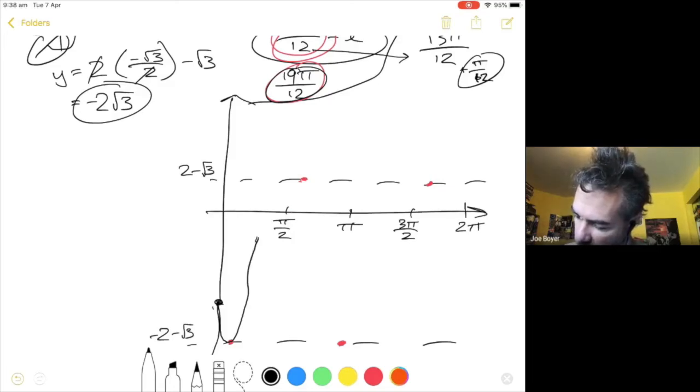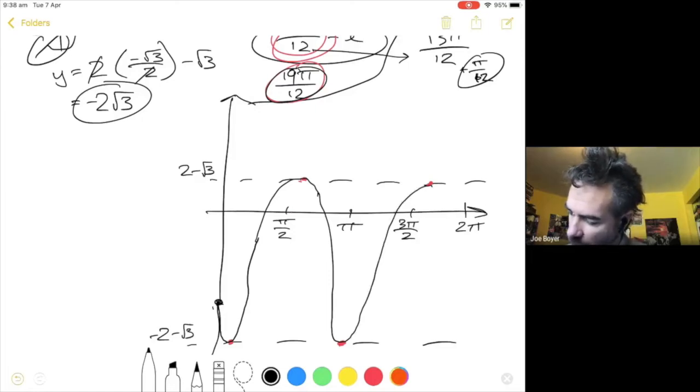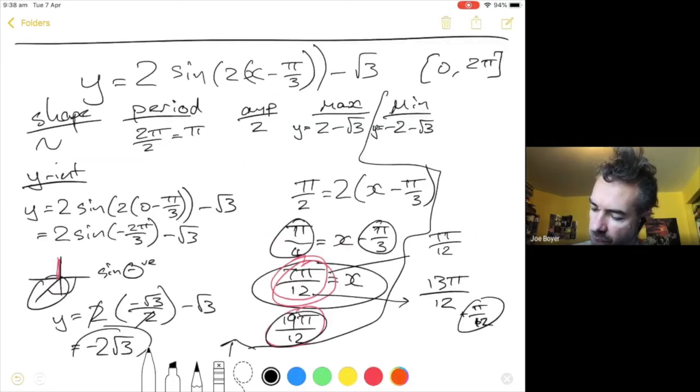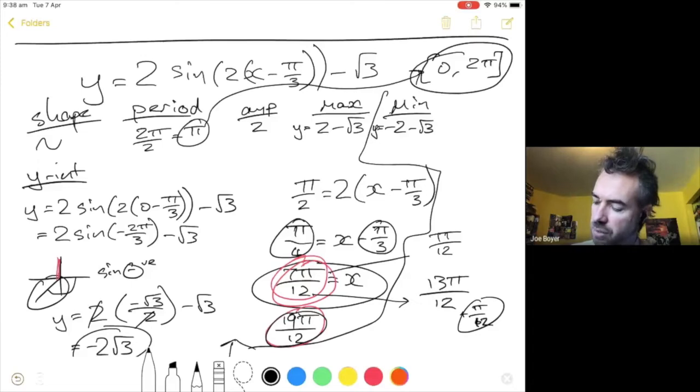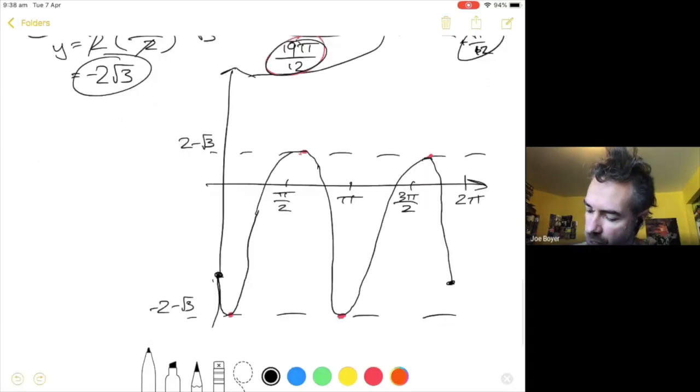Oops, as I said, it's a bit wobbly. It's very hard on an iPad. And where we finish is going to be where we start and also going in the same direction, assuming that our period is some sort of factor of our domain. In this case, we're going over 0 to 2 pi, and our period is exactly pi. So since our domain is a multiple of our period, we know that we're going to finish wherever we start. So I can label this point here as 0, -2 root 3. I can label this point here as 2 pi, -2 root 3.